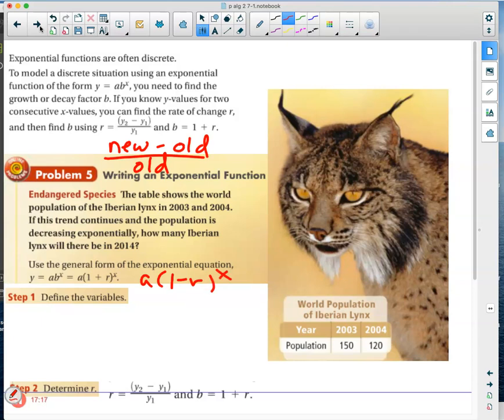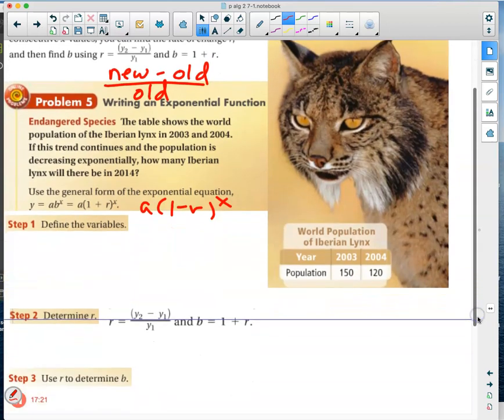So first things first, let's talk about the variables that we have here. And I look over at the table and I'm very concerned because in 2003 there were only 150 of the Iberian lynx. And in 2004 it was already down to 120. So in just 1 year they lost 30 Iberian lynx.